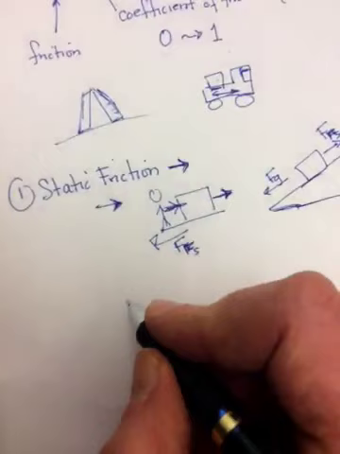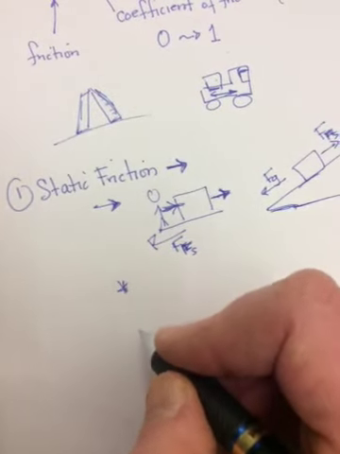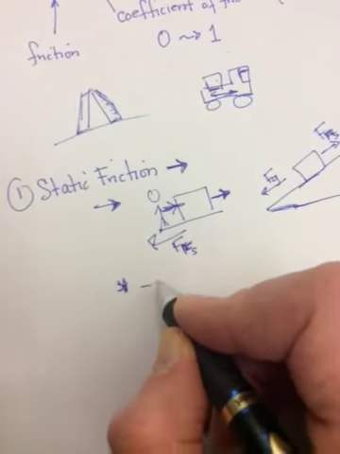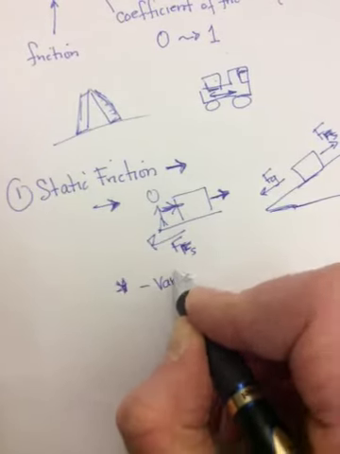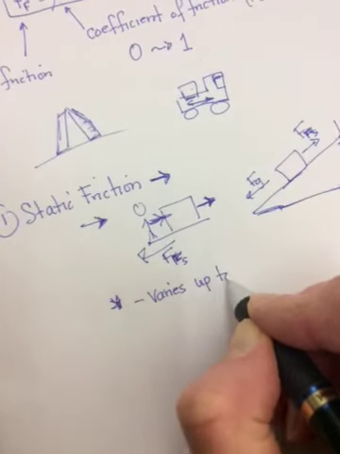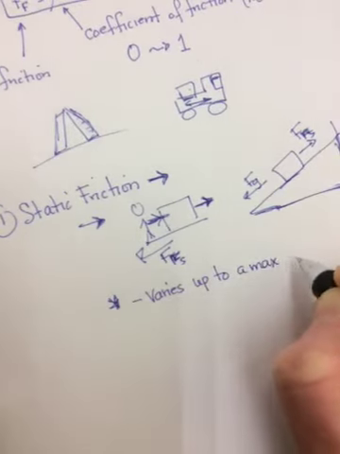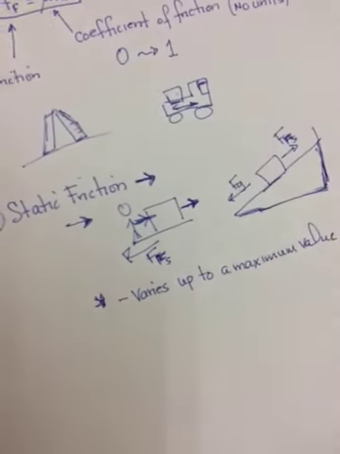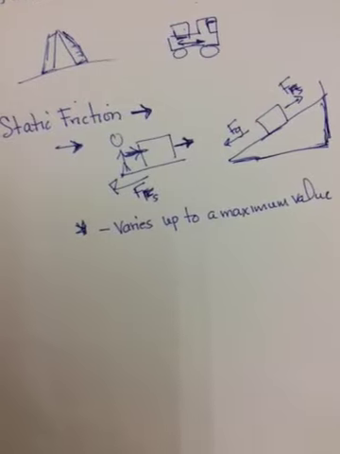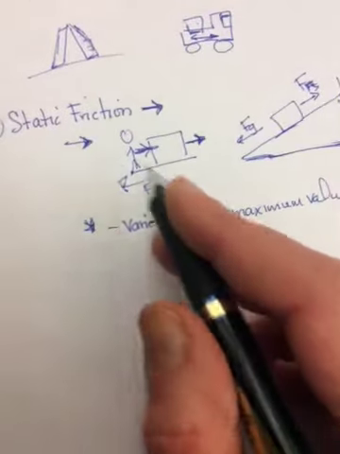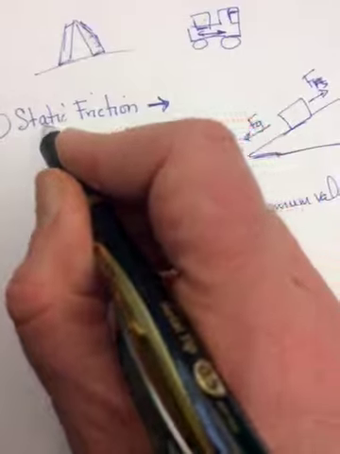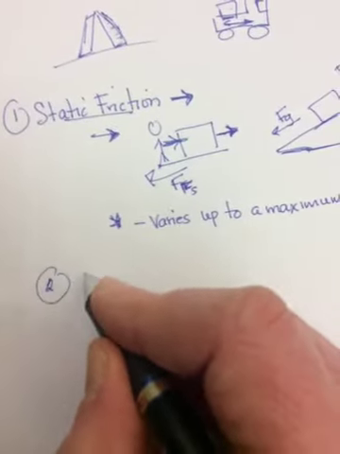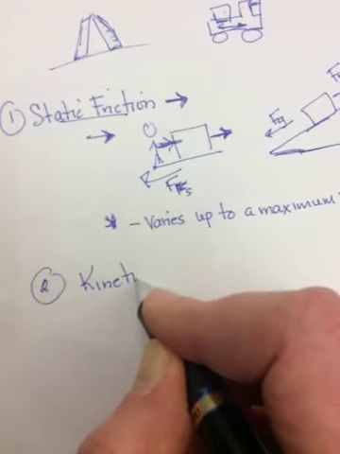Okay, now another important point about static friction is that it varies up to a maximum value. And once you hit that maximum value, the object will begin to move. So once you push with a force bigger than the maximum static friction for a surface, the object will begin to move, and you've now moved into kinetic friction.